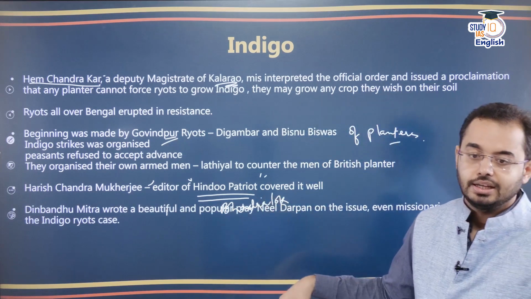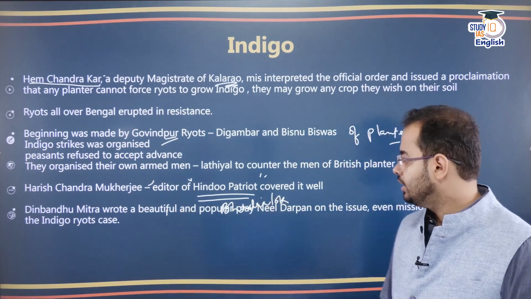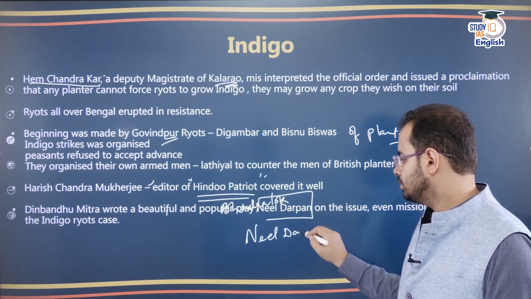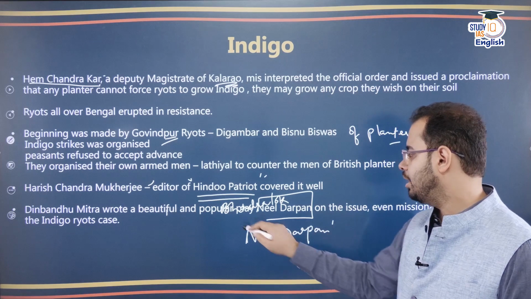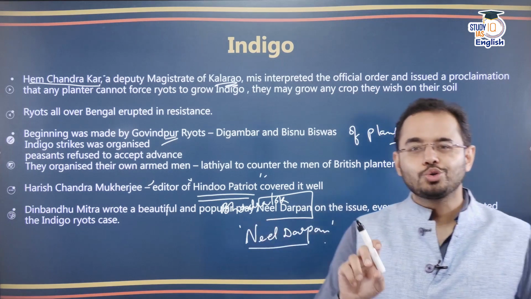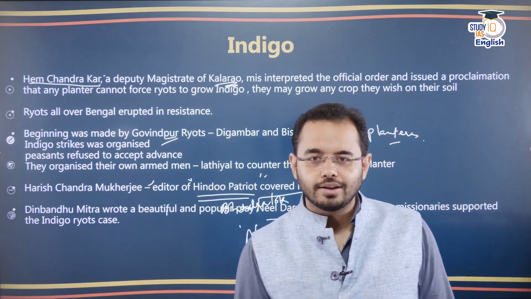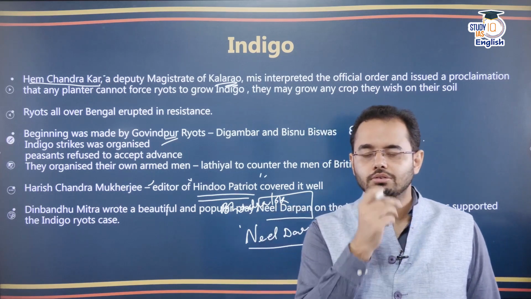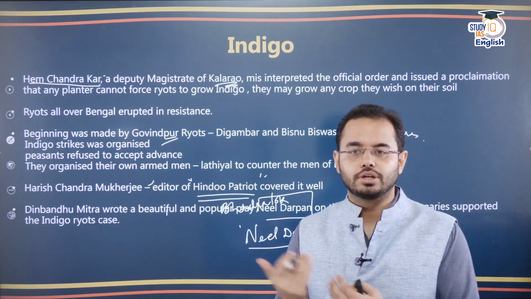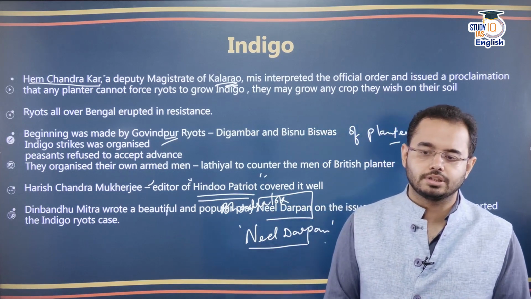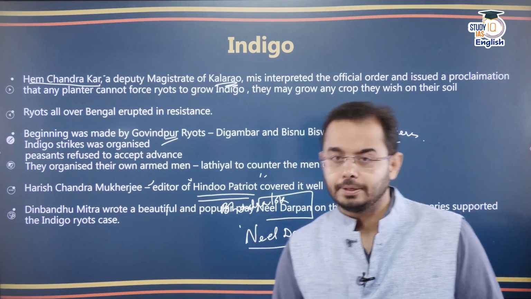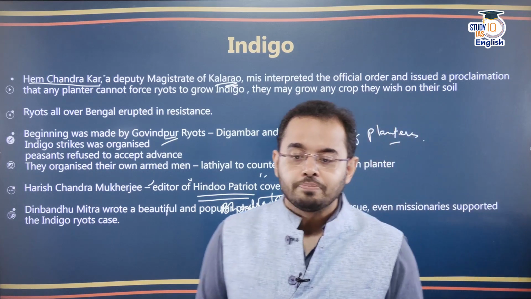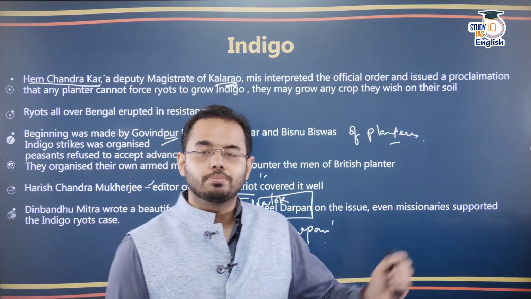Not just that, Deen Bandhu Mitra wrote a popular play called Neel Darpan. Now, Neel Darpan became like a go-to book in order to understand what was happening with respect to indigo in Bengal. So everybody was looking for this brilliant play written by Deen Bandhu Mitra, and it became very famous. You'll be surprised to know that missionaries were also supporting.